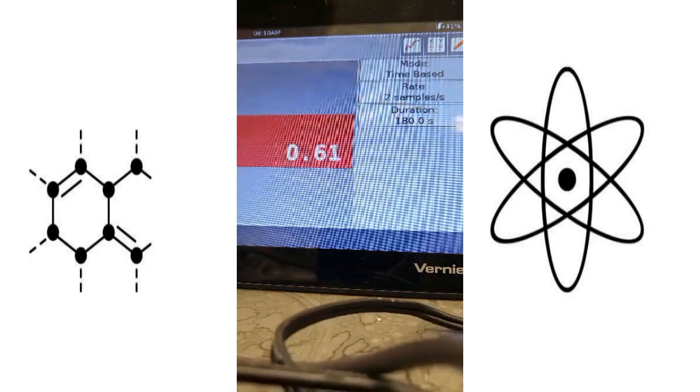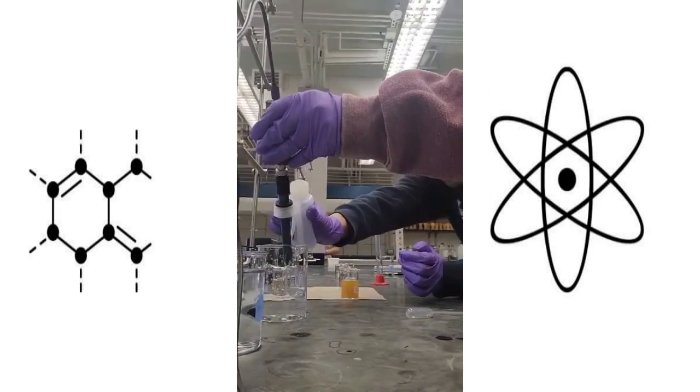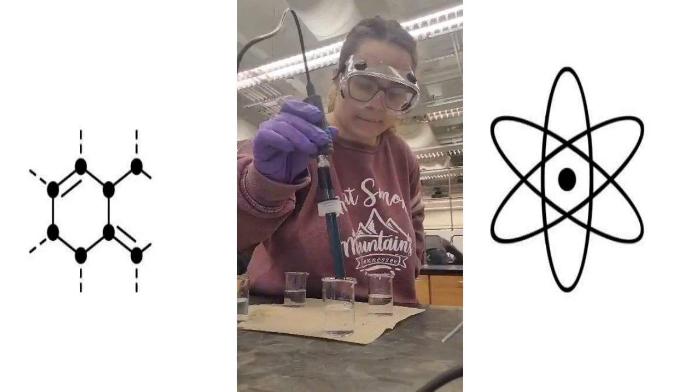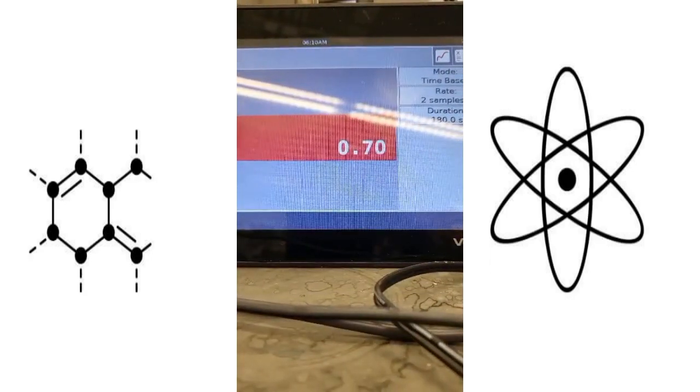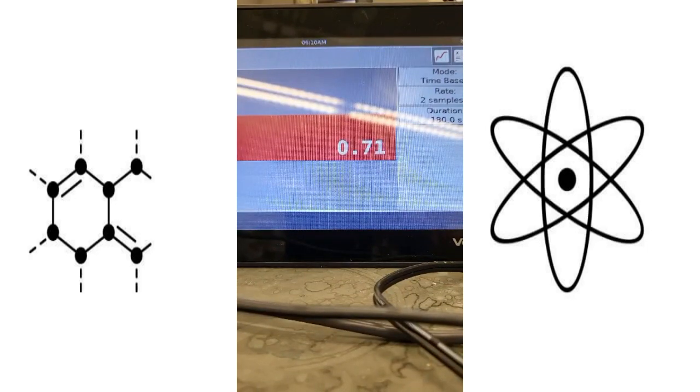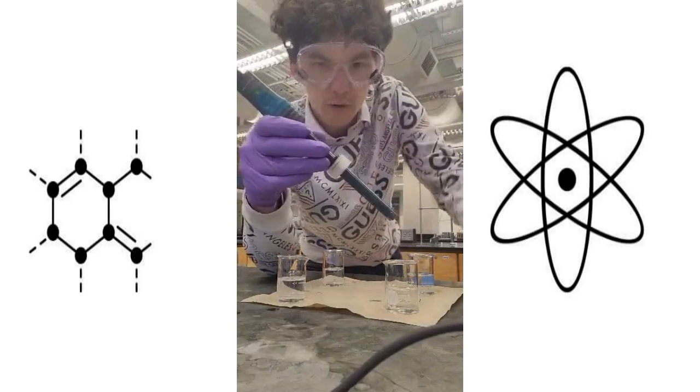For part 2, we had to compare the pHs of a strong and weak acid at different concentrations. We created and measured the pH of a 0.2 molar, 0.15 molar, 0.1 molar, and 0.05 molar solution of HCl and acetic acid. 0.15.